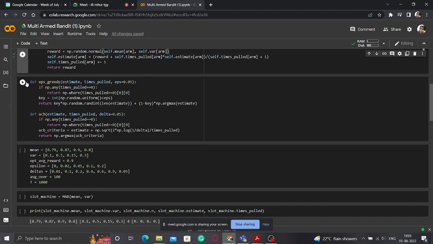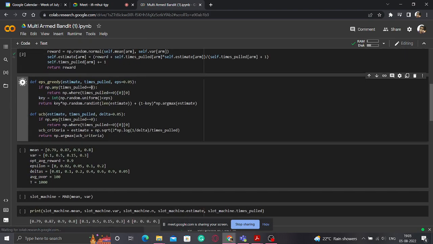So next I have done the epsilon greedy. In epsilon greedy, this is the probability of exploration and exploitation. If it is less than epsilon, then you do exploration, so you pull any arm randomly. If it is greater than epsilon, then you pick the max arm. This is the epsilon greedy.